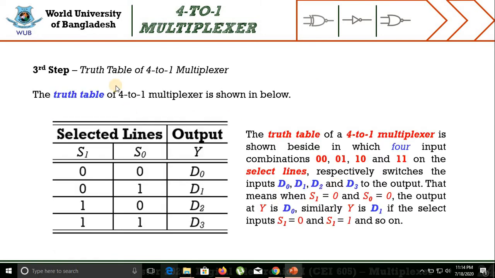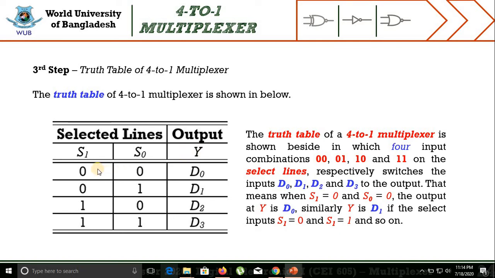Well, the third step is the truth table of the 4 to 1 multiplexer. The truth table is shown below. In this truth table we find just two sections: one is the select lines and the other is the output. The select lines are symbolized by S0 and S1, and in the output section there is only one output.